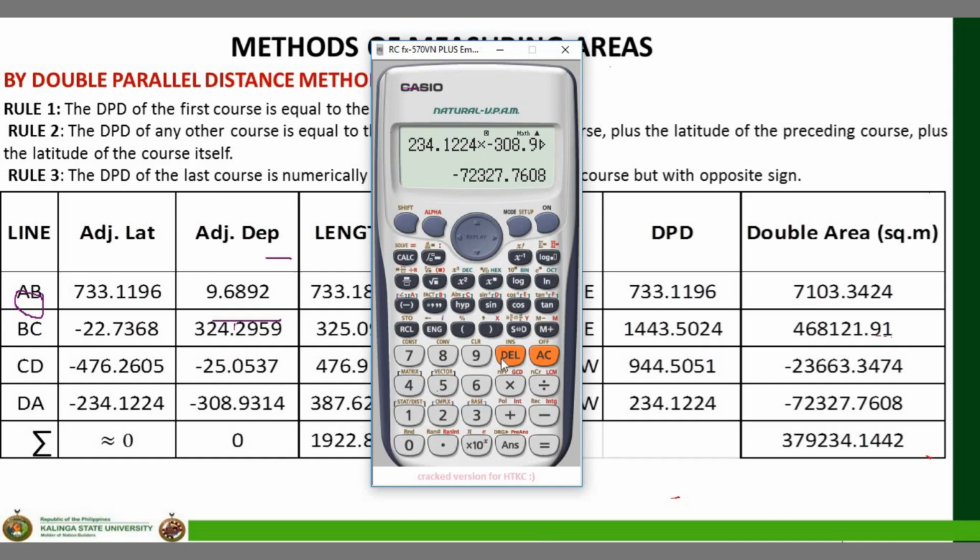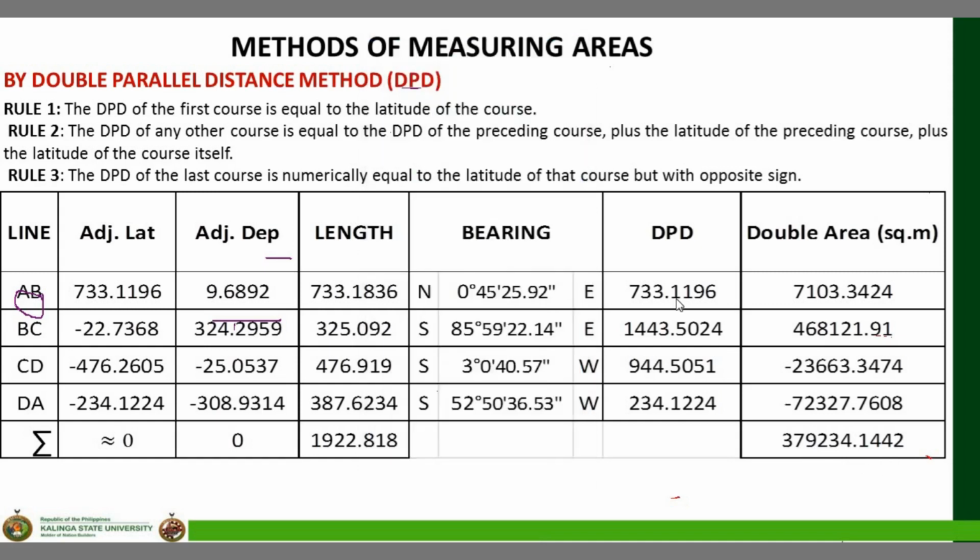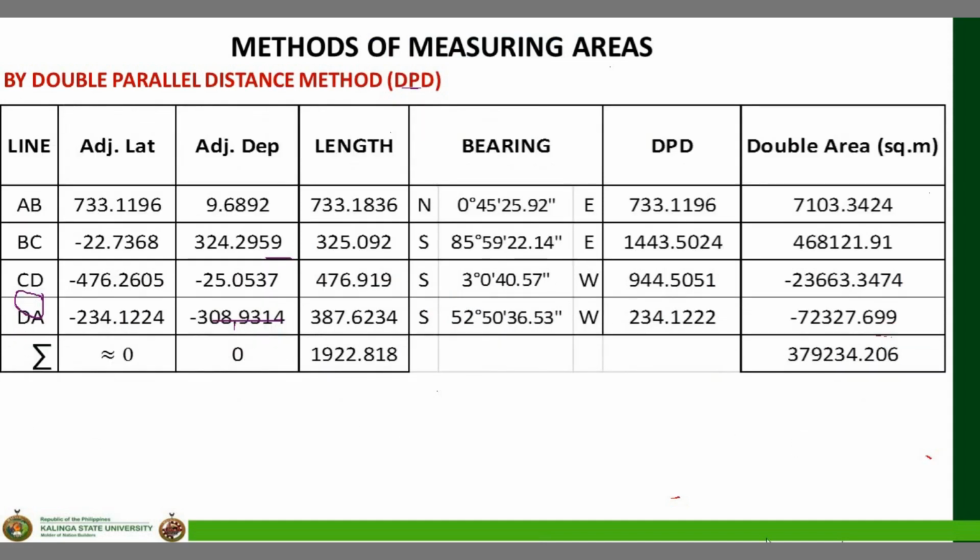That is equal to 72327.7608. After na nakuha natin yung double area, again, take the sum of it. Ang lumabas sa calculator ko is 379,234.1442. Again, our concern here is the area. So you have to divide yung 379,234.206 by 2 para makuha mo yung total area ng lote.